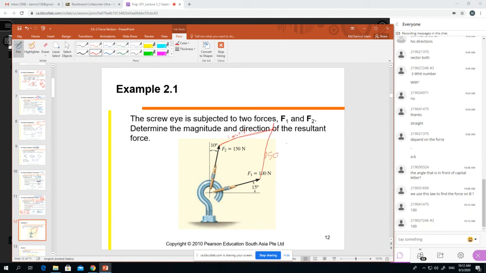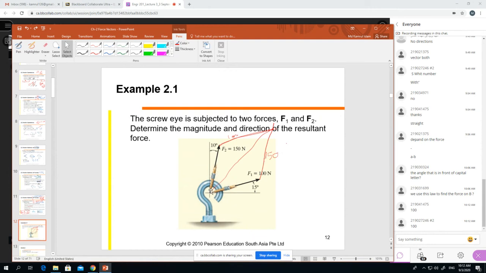Now our resultant force will actually be in this direction, as we just learned. In this direction will be the resultant force. Now before we draw the resultant force, we need to find the angles.